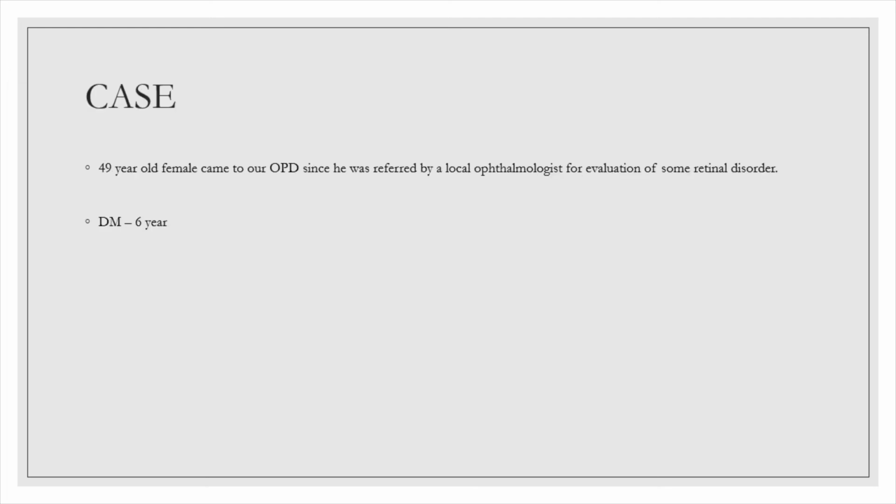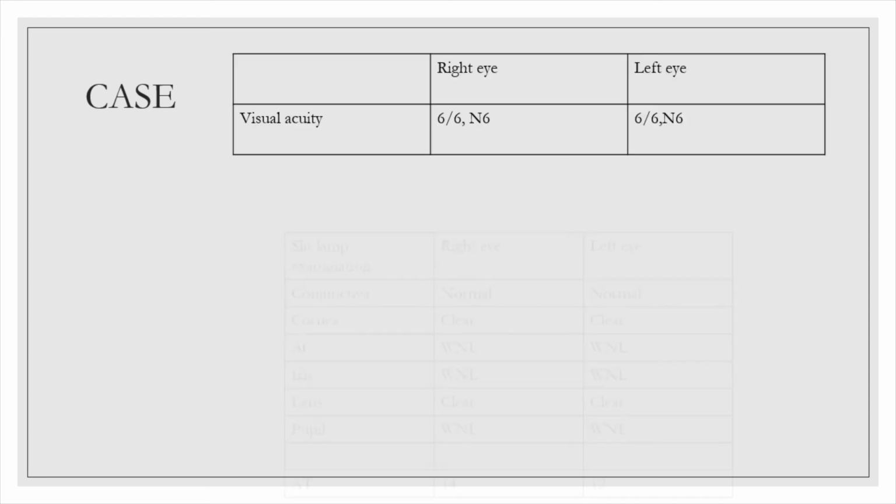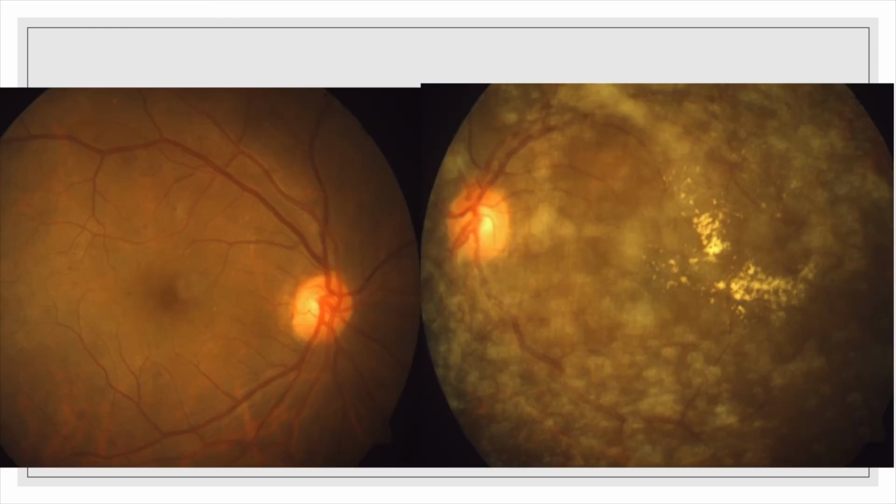Our second case is a 49-year-old female referred to us by a local ophthalmologist, again for evaluation of diabetic retinopathy this time. Diabetes since 6 years, vision both eyes 6/6, anterior segment predominantly unremarkable. So the fundus photo of the right and the left eye. Right eye, you can see there are a few hemorrhages, and she had features basically of moderate non-proliferative diabetic retinopathy. Left eye also had these dense asteroid hyalosis, and so we wanted to rule out presence of PDR, and so she was advised FFA.